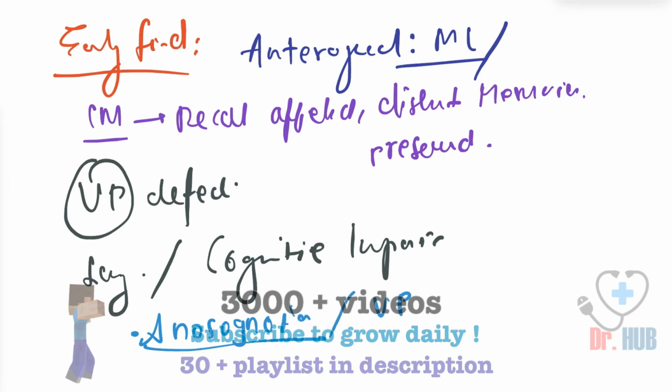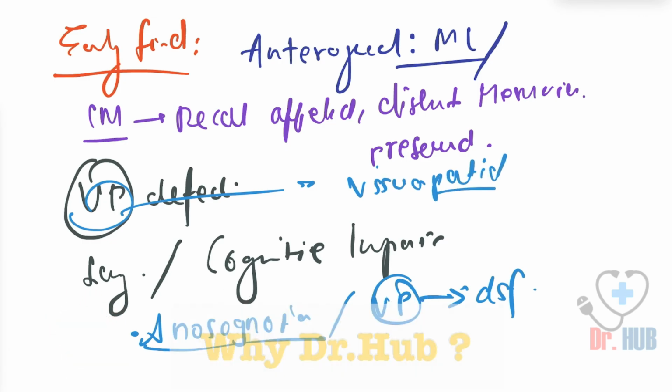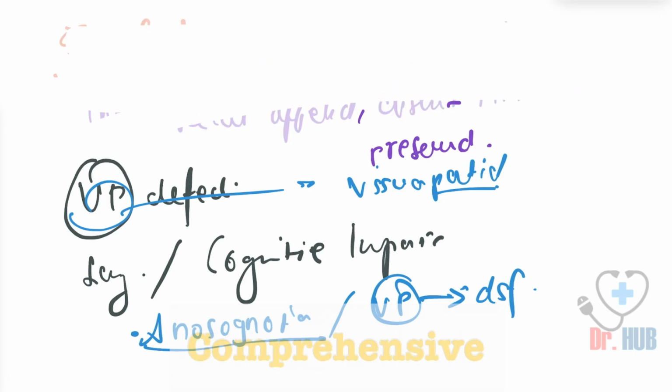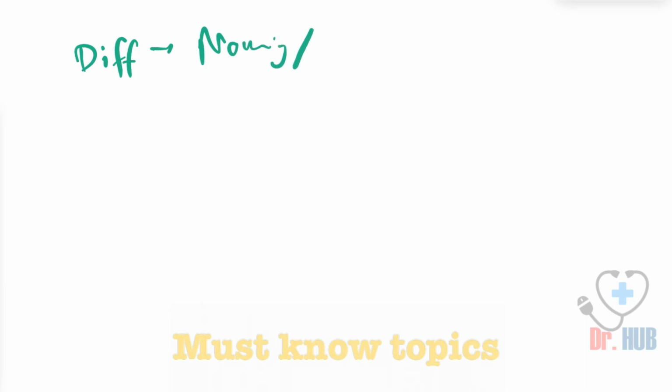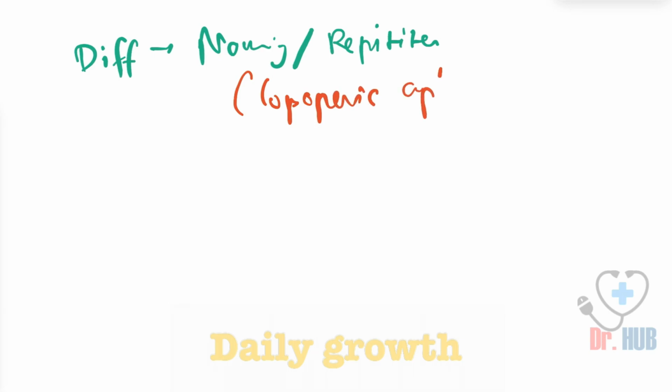There is also visual processing dysfunction. This VP is nothing but the visuospatial defect. Next, there is also difficulty in terms of naming as well as repetition. So this is nothing but logopenic aphasia.